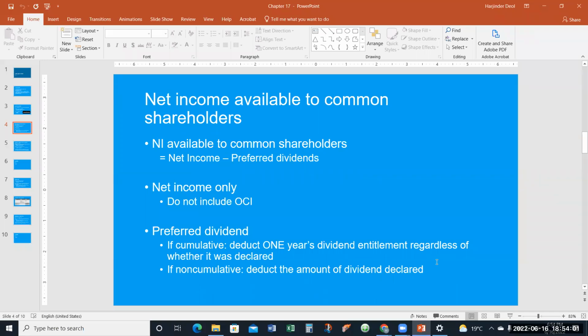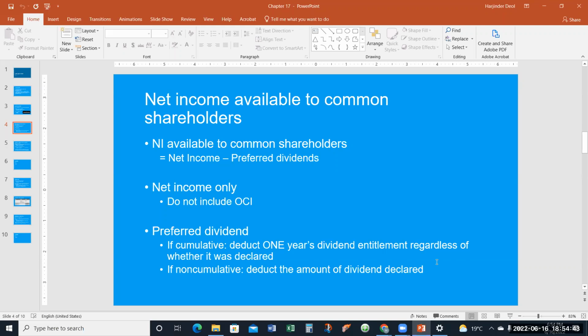And you don't take net income willy-nilly. You've got to subtract from the net income any preferred dividends. For the preferred dividend part, it depends whether the preferred shares are cumulative or not. If the preferred shares are cumulative, you need to subtract one year's worth of dividend entitlement, regardless of whether the dividends were declared or not. The question might say, oh, no dividends were declared during the year. Well, it doesn't matter. If you have preferred shares that are cumulative, you have to subtract one year's dividend.